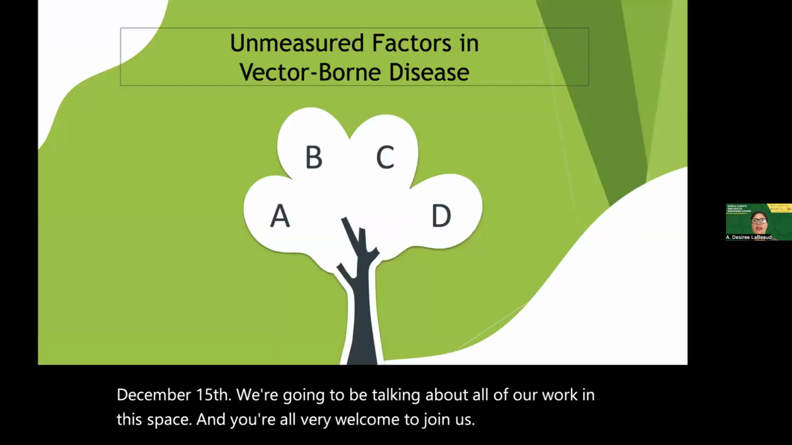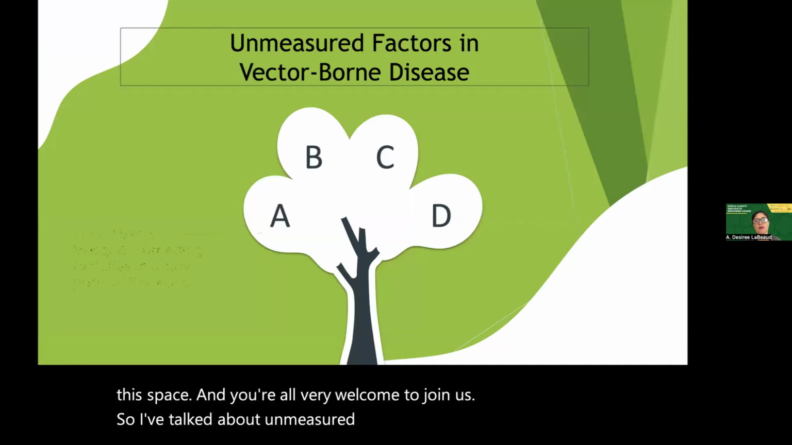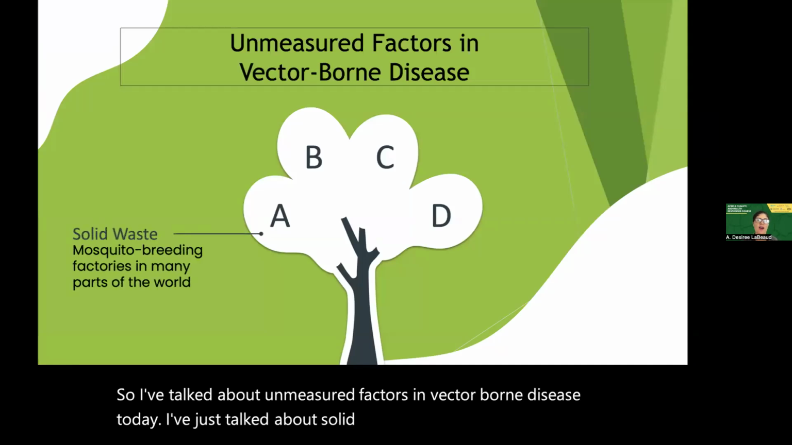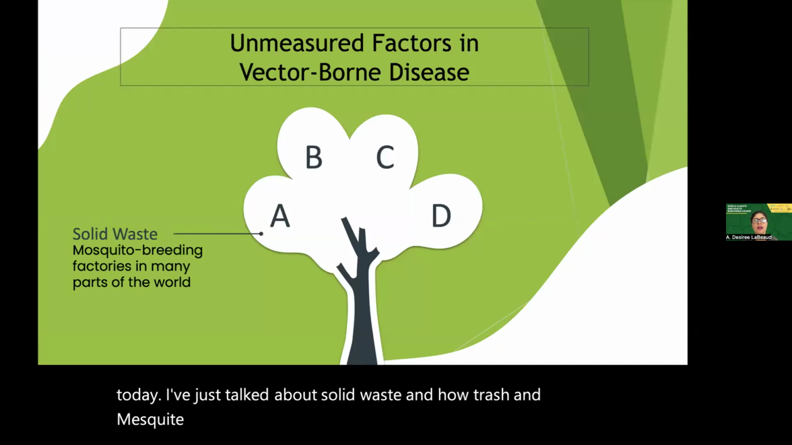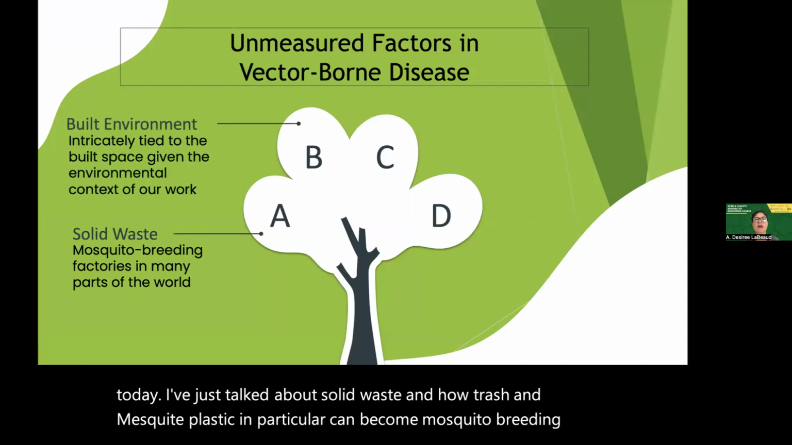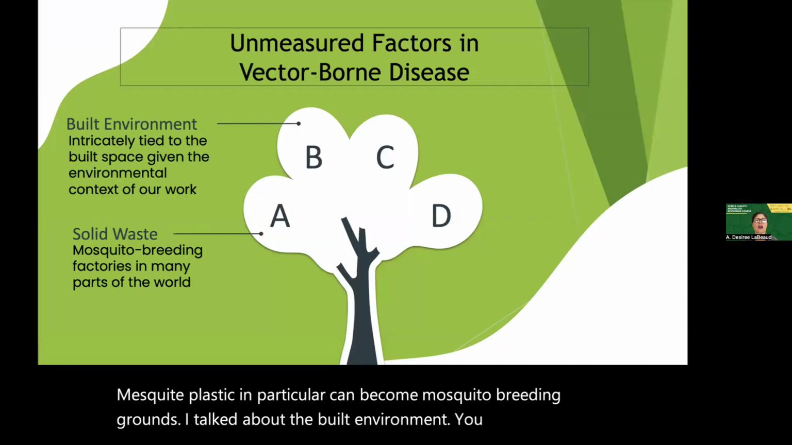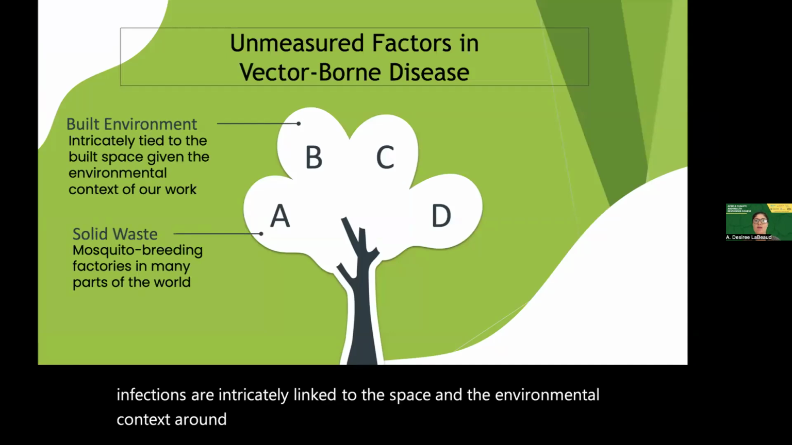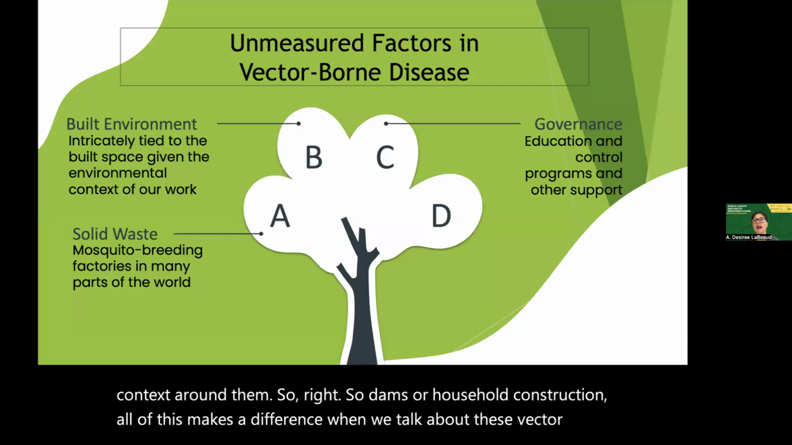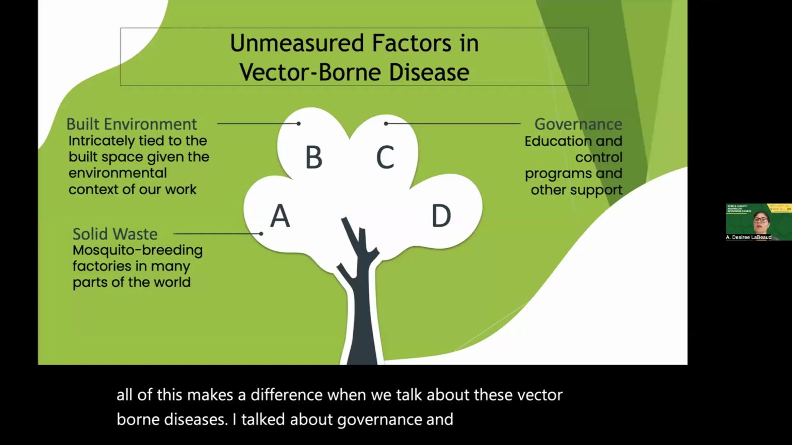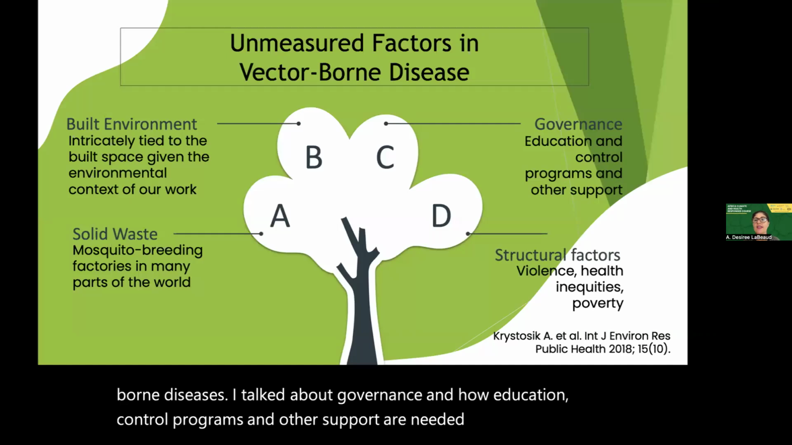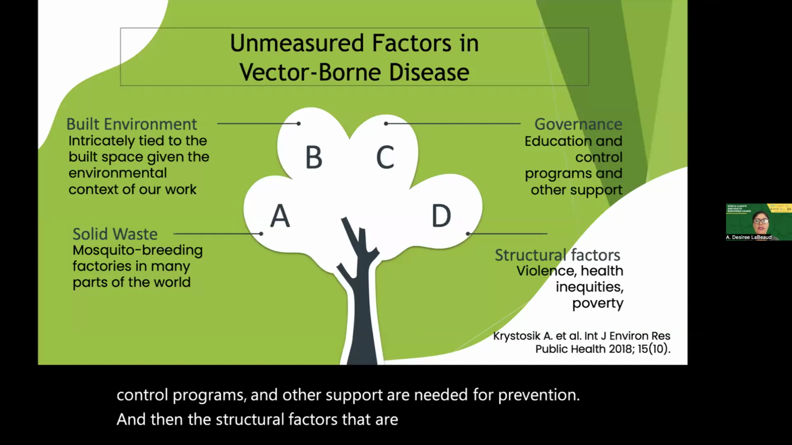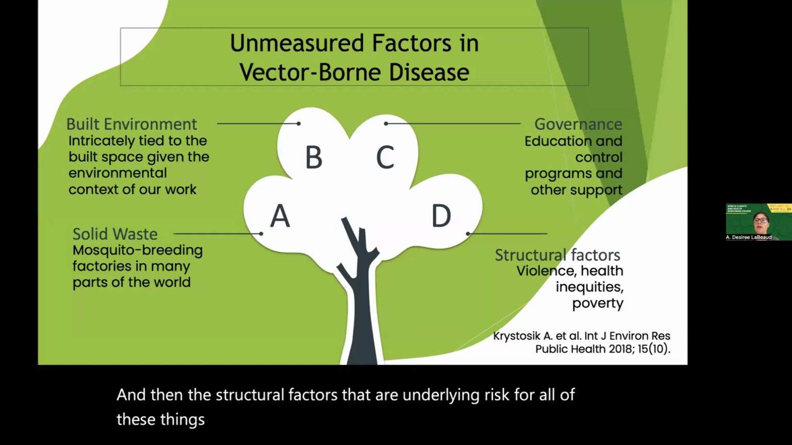So I've talked about unmeasured factors in vector-borne disease today. I've just talked about solid waste and how trash and plastic in particular can become mosquito breeding grounds. I talked about the built environment. These infections are intricately linked to the space and the environmental context around them. So dams or household construction, all of this makes a difference when we talk about these vector-borne diseases. I talked about governance and how education control programs and other support are needed for prevention. And then the structural factors that are underlying risk for all of these things, right? The overlap of the health inequities and the poverty that underlie it all.